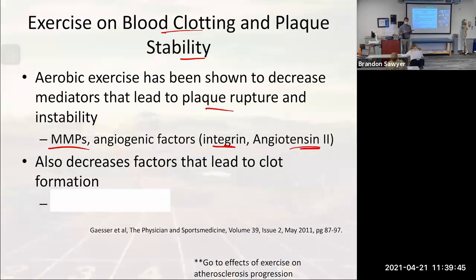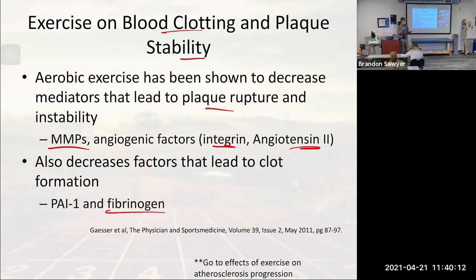And then another one that isn't on that progression slide, but also leads to vascularization of the plaque, is angiotensin II. We've talked about that one a lot, obviously, in other ways regarding blood pressure. Okay, so exercise decreases all of those things, so it actually increases plaque stability, so that the plaque's not as likely to rupture.